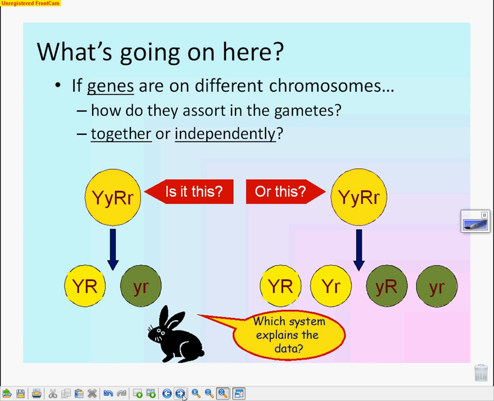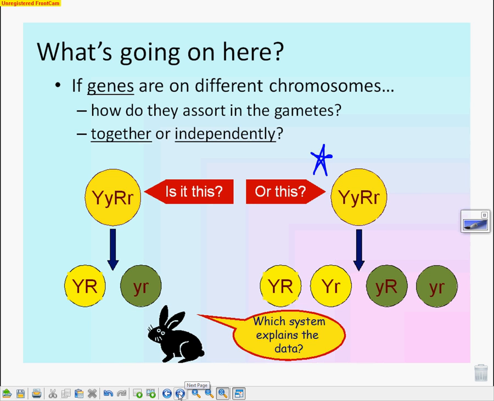So he had to ask himself, what's going on here? If these genes are on different chromosomes, how do they assort then into the gametes? Is there a pattern? Do the dominant traits always follow each other and the recessive traits always follow each other? If that's the case, he should have seen green and wrinkled seedlings. Or is it completely random? And so if we look at the second one over here where I have the blue star, you'll see that these are all the possible combinations of letters that you could get.